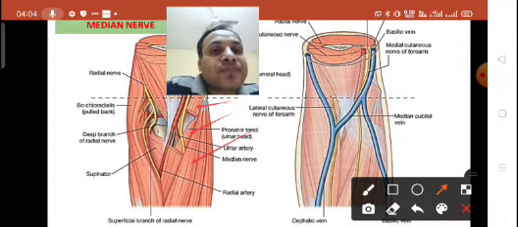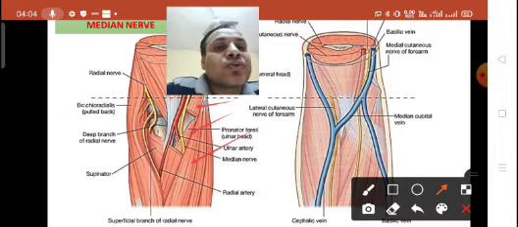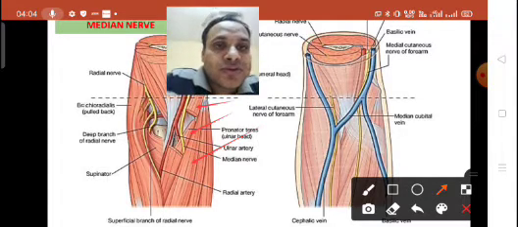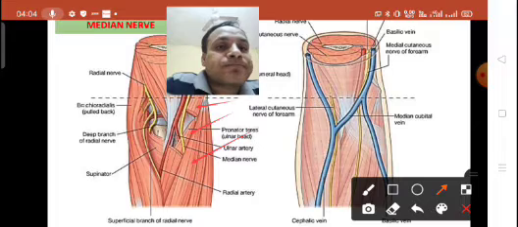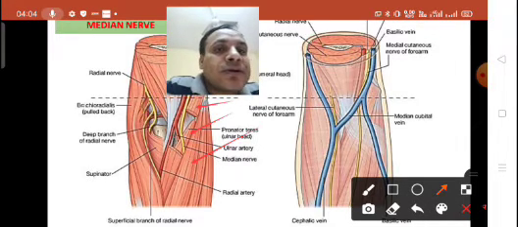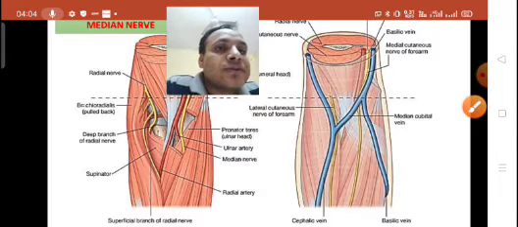Before passing, the median nerve gives one important branch. This is known as the anterior interosseous nerve. Okay, these are the median nerve. Then see the next slide.